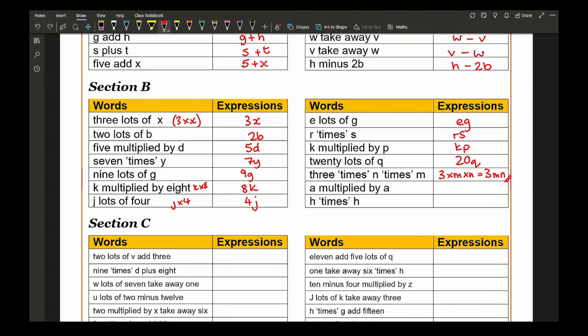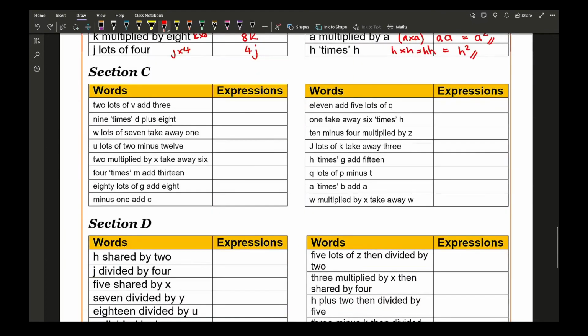A multiplied by A is just, now instead of writing A, which is basically what we're trying to do, that when a number has been multiplied by itself, this is going to be a squared. So h times h is simply going to be not hh, which is what a lot of students tend to write, which is technically right, but not mathematically written correctly. That's going to be h squared. So the power tells you how many times the letter that you can see is being multiplied by itself.